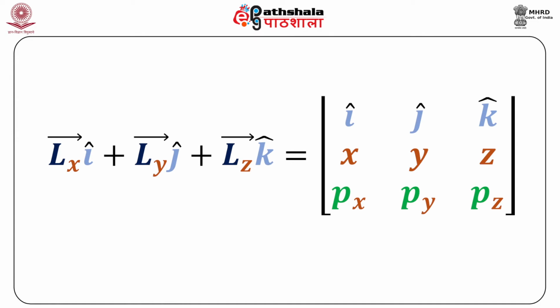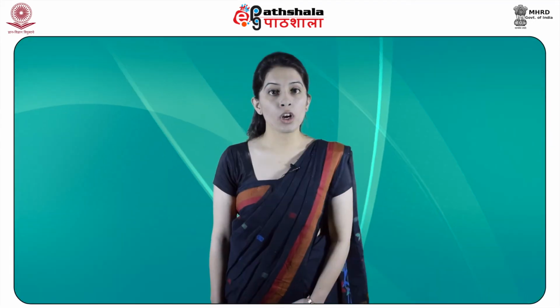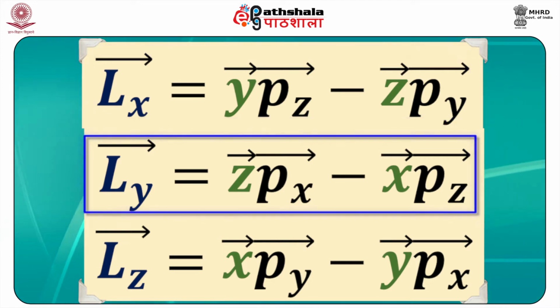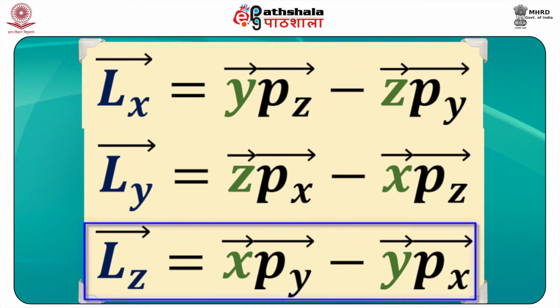In the first row, we have the unit vectors i, j, k. In the second row, we have the components of position vector x, y, z, and in the third row, we have linear momentum components px, py and pz. Solving this 3 by 3 determinant gives us the components of angular momentum in x, y and z axis. Lx, that is the angular momentum in x direction, is y into pz minus z into py. Likewise, we get Ly as z into px minus x into pz. And similarly, Lz is obtained as x into py minus y into px.